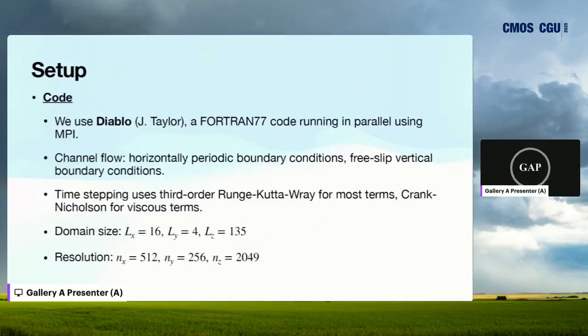The code that we use is known as Diablo. It's written by John Taylor, if that's a name that's familiar. It's a Fortran code which is parallelized using MPI. We initialize our setup as a channel flow. It has horizontally periodic boundary conditions, and vertically free slip boundary conditions. The time stepping uses a third order Runge-Kutta scheme for most terms, and then Crank-Nicolson for the viscous terms. The domain size and the resolution are listed on the screen.